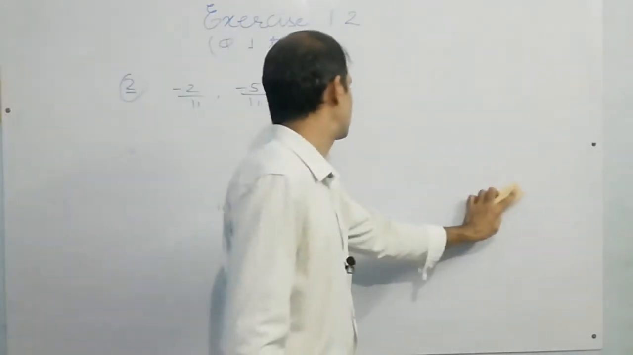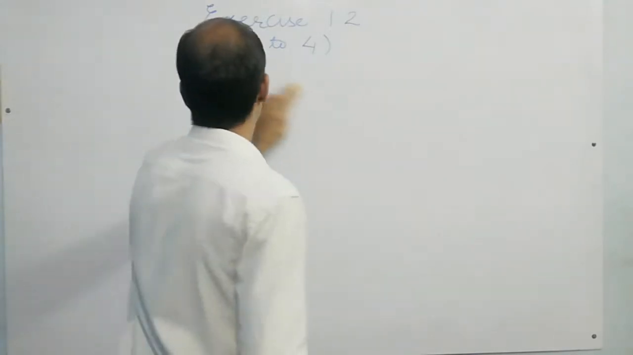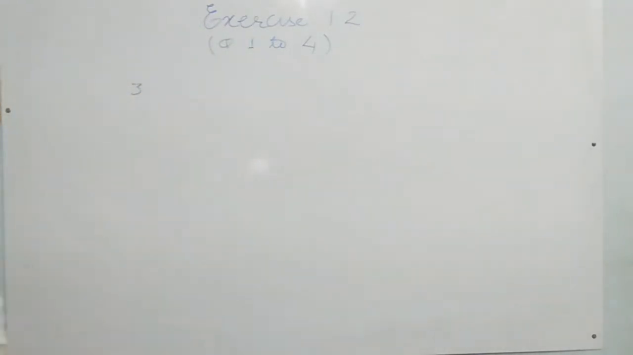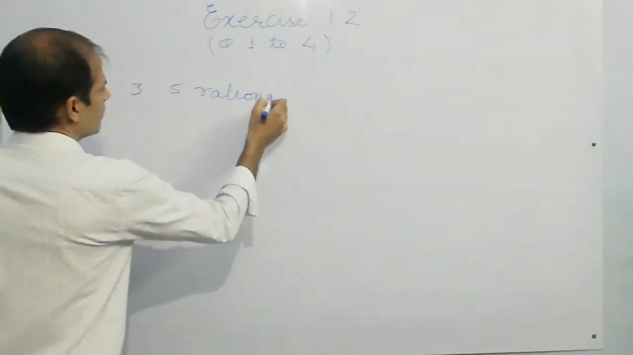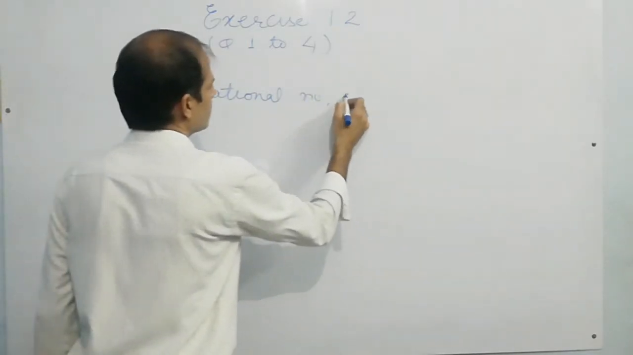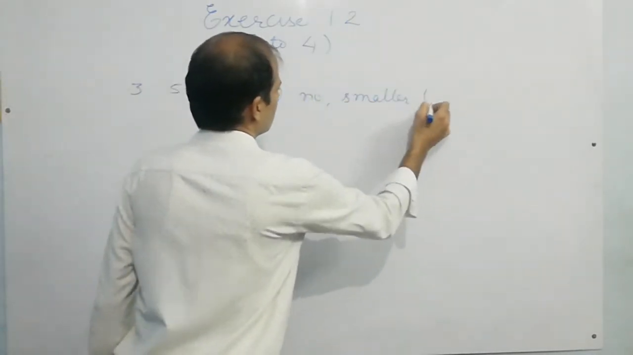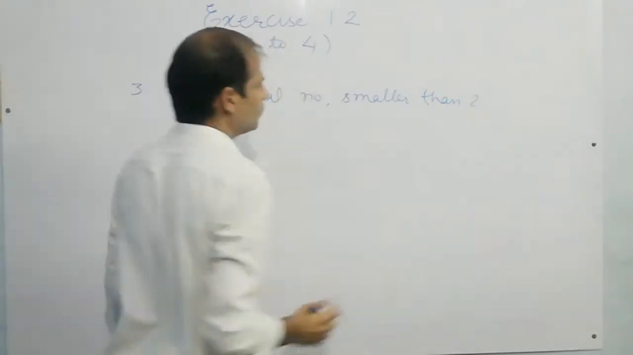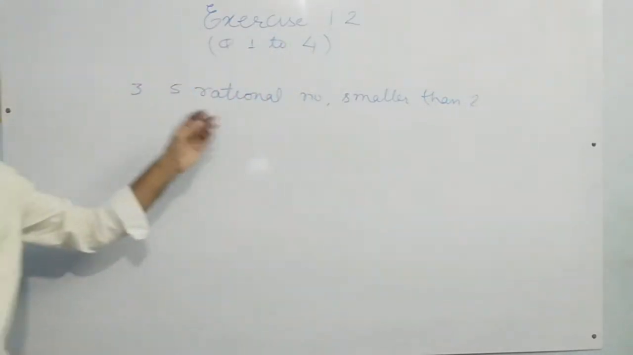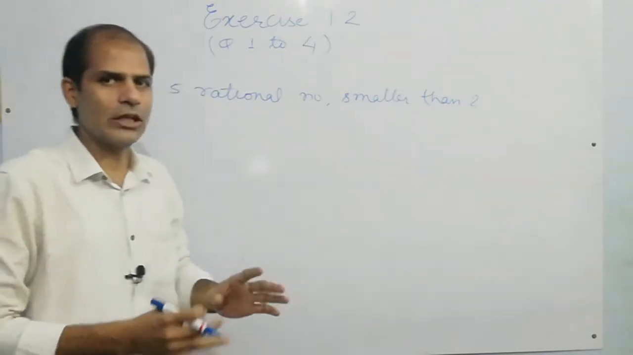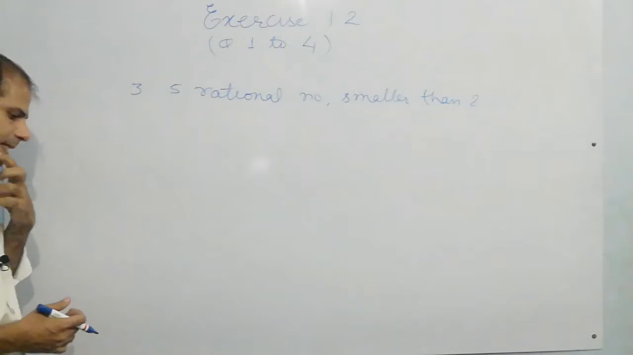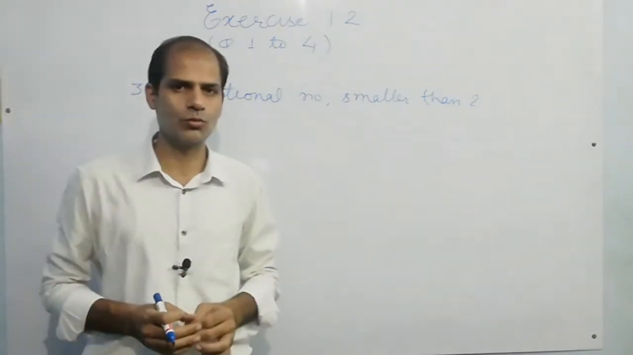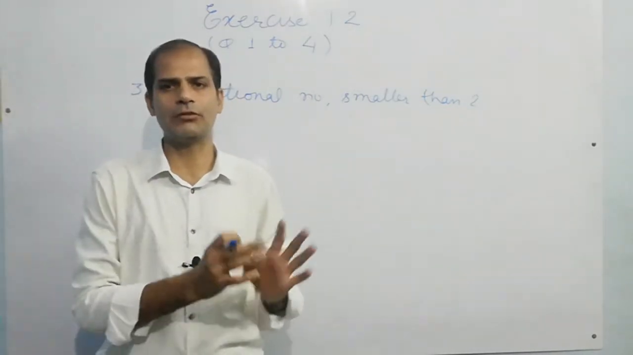Question number 3. Okay, it is write 5 rational numbers which are smaller than 2. You have to write 5 rational numbers smaller than 2. This question is very easy. Okay, don't need to think anymore. 2 से smaller rational numbers पता करने हैं. So just think about the numbers which are smaller than 2. Doesn't matter it is positive or negative.